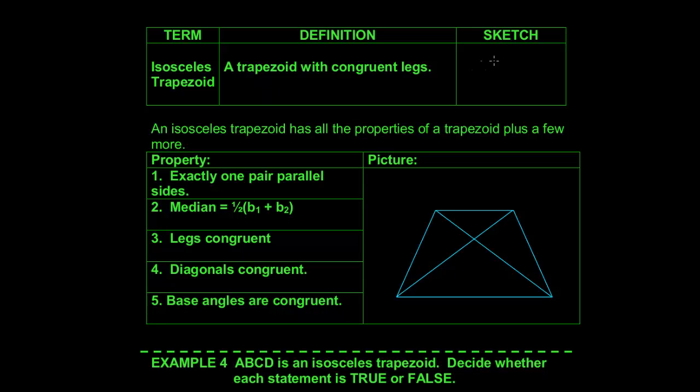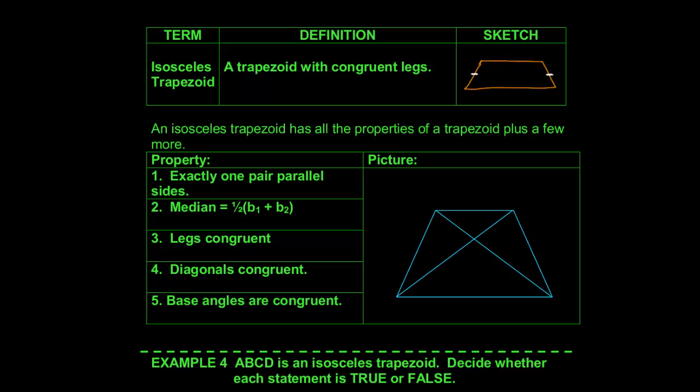I'd go over here and I'd draw a trapezoid. Typically your legs will go in, that way they will not be parallel. But what it's saying here is these legs are congruent. This is equal to that. Alright. And here we have an isosceles trapezoid. It has all the properties of a trapezoid plus a few more. So let's go ahead and draw in what we're going to know about these.